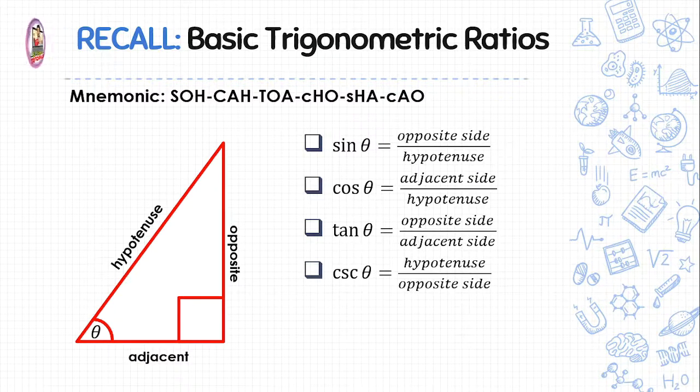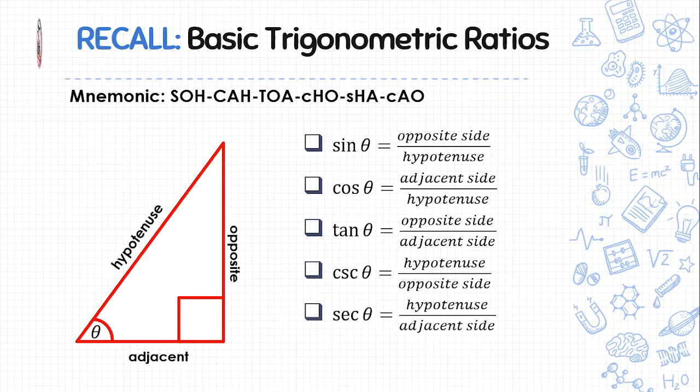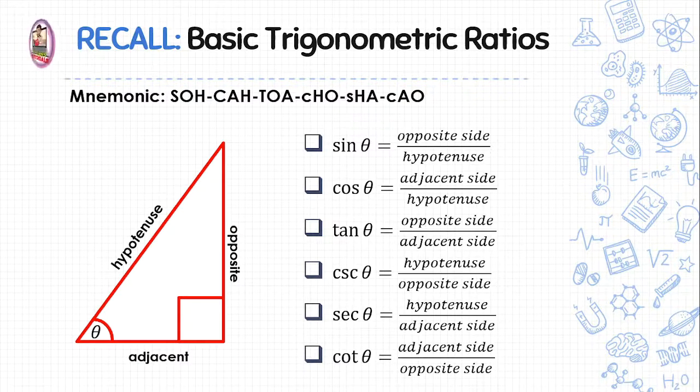CHO stands for cosecant theta is equal to hypotenuse all over opposite side. Secant theta is equal to hypotenuse all over adjacent side. And then CAO stands for cotangent theta is equal to adjacent side all over opposite side. So these are the basic trigonometric ratios. Sine, cosine, and tangent are the first basic trigonometric ratios, and then cosecant, secant, and cotangent are their corresponding reciprocals. Cosecant is the reciprocal of sine, secant is the reciprocal of cosine, and then cotangent is the reciprocal of tangent.